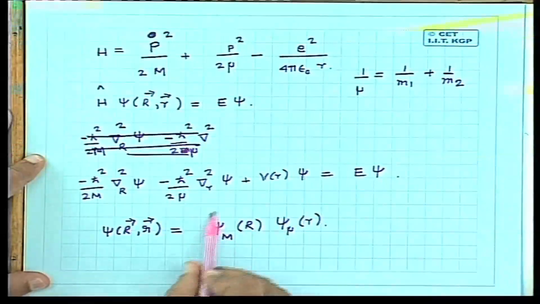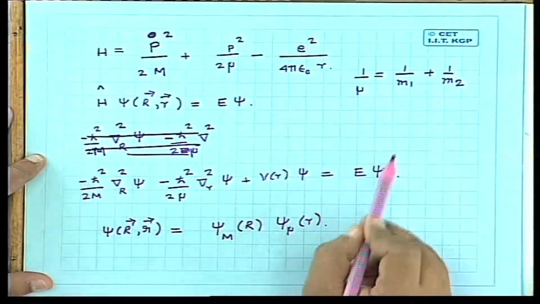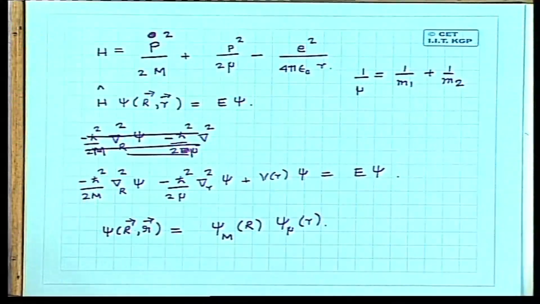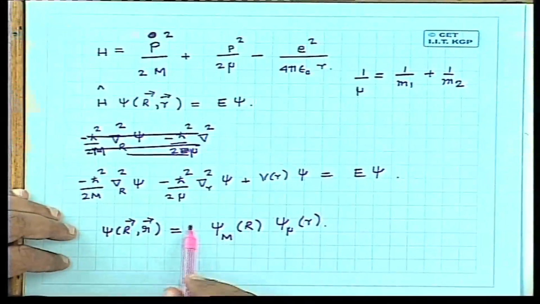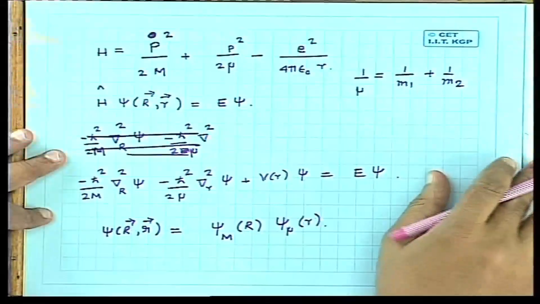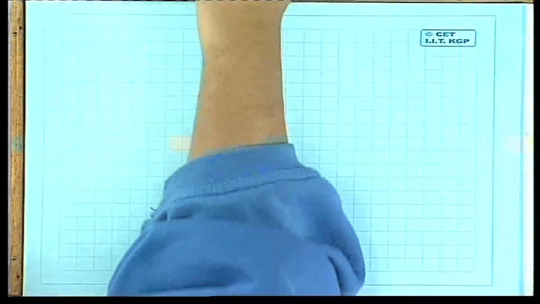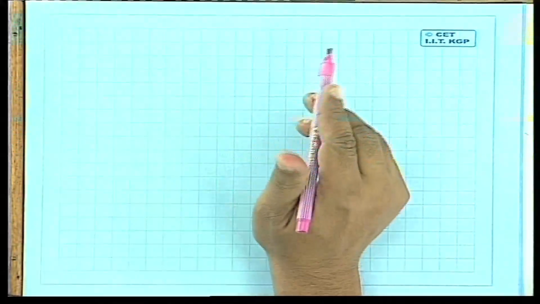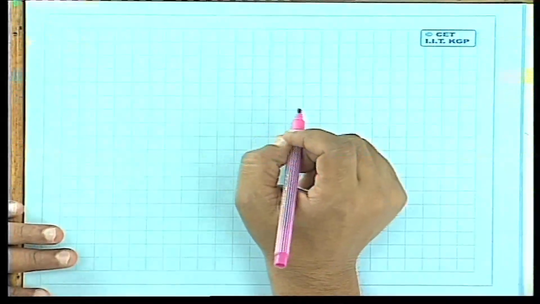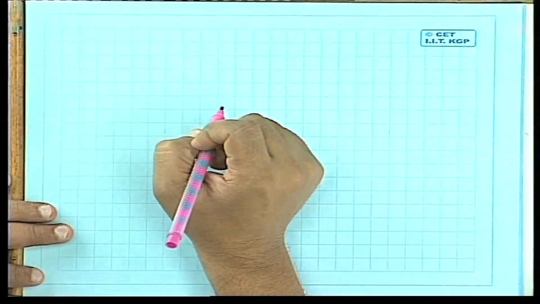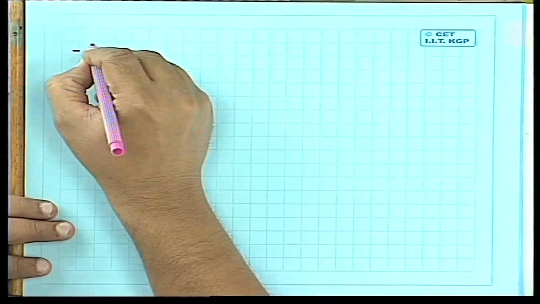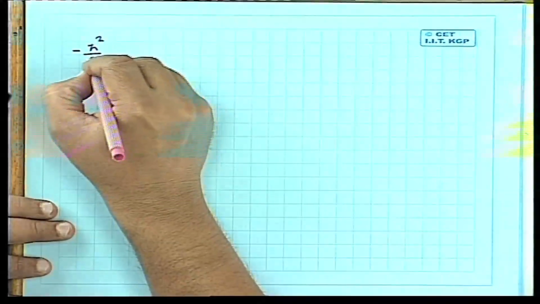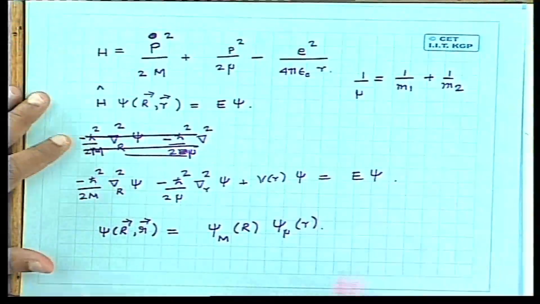So if we plug this into this equation, using this separation of variables, this product form, into this equation, let us simplify this. The first Laplacian will act only on the part of the wave function which involves capital R. So what that gives me is minus h cross square by 2m. What I am going to do is a familiar operation. Let me just tell you straight away.